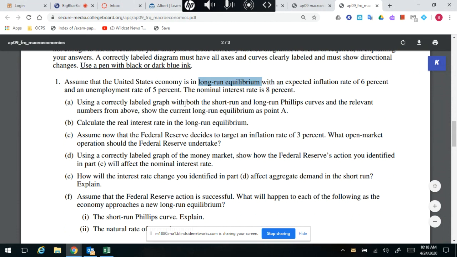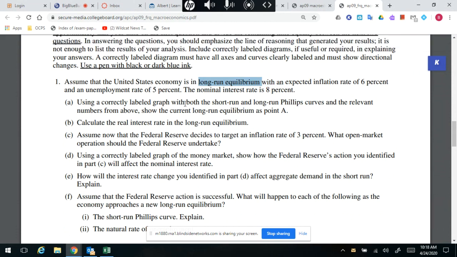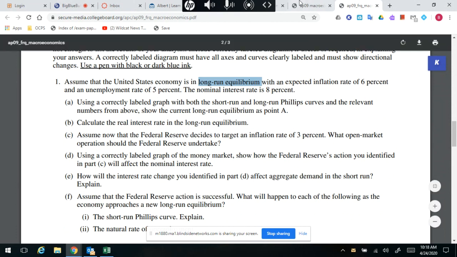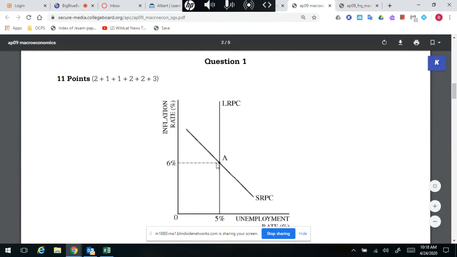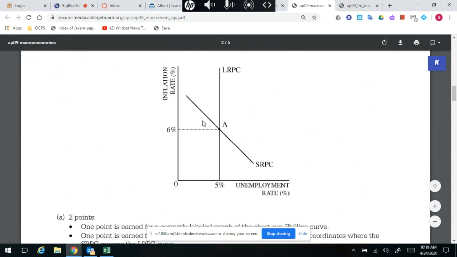Using a correctly labeled graph of both the short run and long run Phillips curve, and the relevant numbers above, show long run equilibrium as point A. All right, so we got the Phillips curve here, and to show equilibrium, the dot, which represents our economy, is just going to be the intersection of your long run Phillips curve, which represents the natural rate of unemployment, that 5% that they gave you, and the short run Phillips curve. The short run Phillips curve just shows the inverse relationship between inflation and unemployment. And they told us the inflation rate there is 6%.